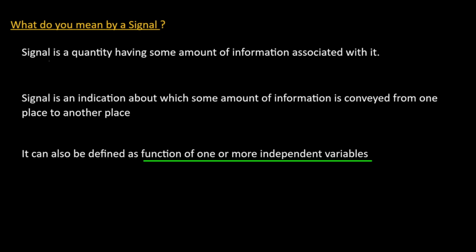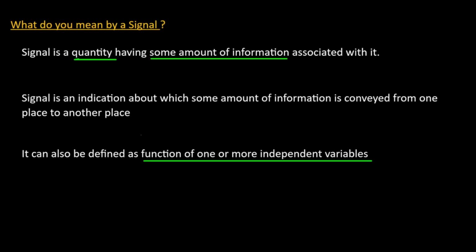A textbook definition for a signal is a quantity having some amount of information associated with it. Means if I am able to convey some information, what I am speaking is known as a speech signal. So a signal is an entity. It can be a physical entity which will have some meaningful information in it, and that will be transmitted from one place to another.